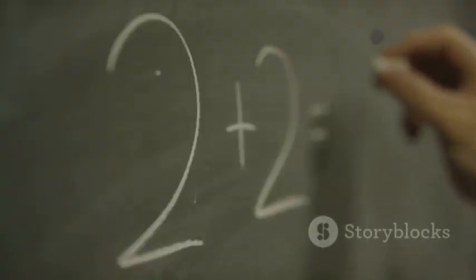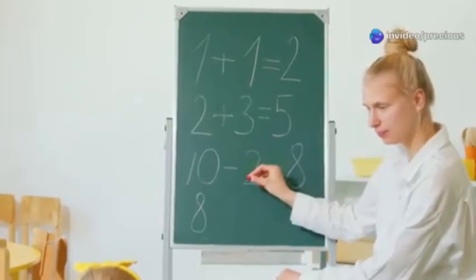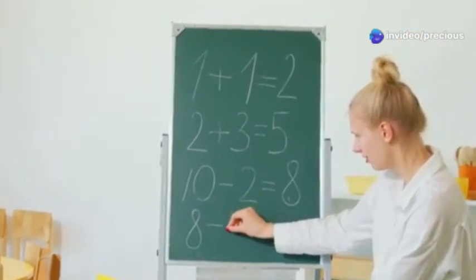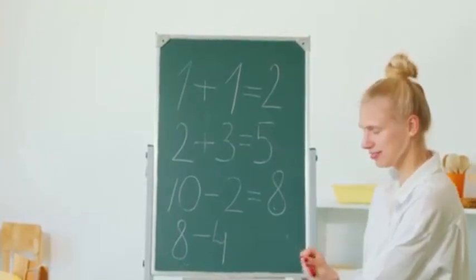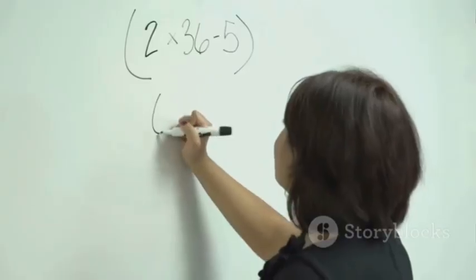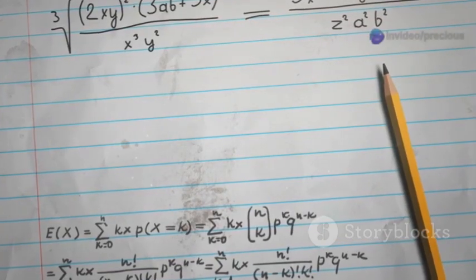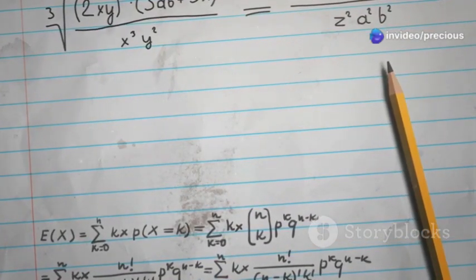Furthermore, HCF is used in simplifying fractions. When you reduce a fraction like 24 over 36 to its simplest form, you are essentially dividing both the numerator and the denominator by their HCF. The HCF of 24 and 36 is 12. So 24 divided by 12 over 36 divided by 12 equals 2/3.